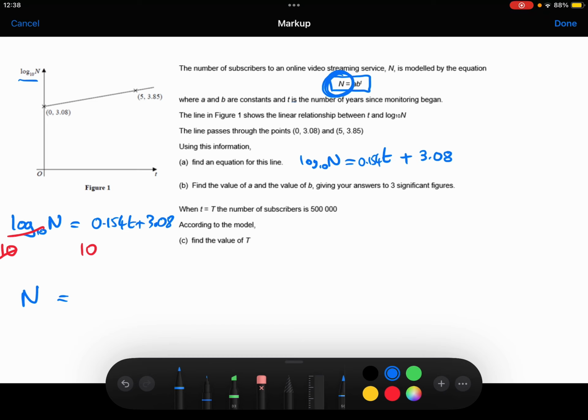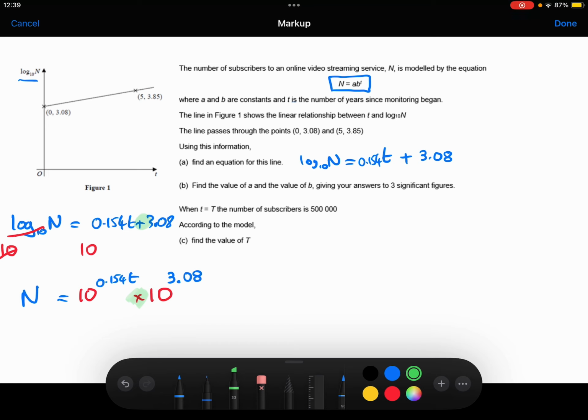Now the right-hand side is much more complicated. We need to be really careful with this. I'm going to have 10 to the power of the 0.154t. Now, I can see here that the powers are being added, which means that the bases are going to be multiplied. So just using index laws to split that up. Really important we have a multiply here. If the powers are being added, the bases are being multiplied.